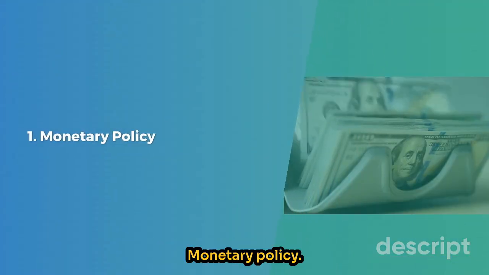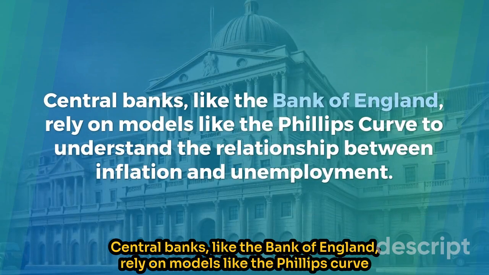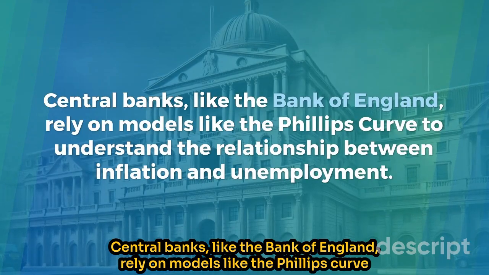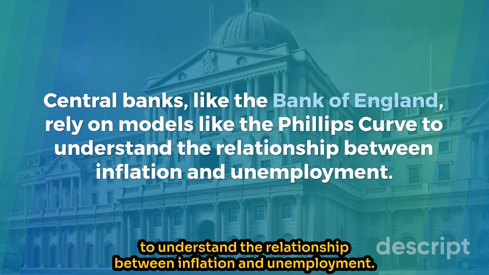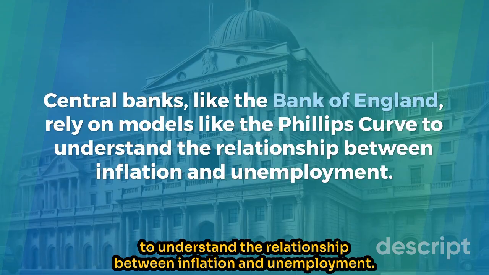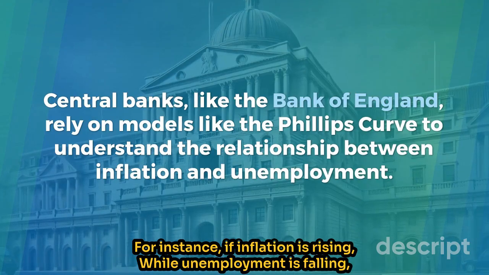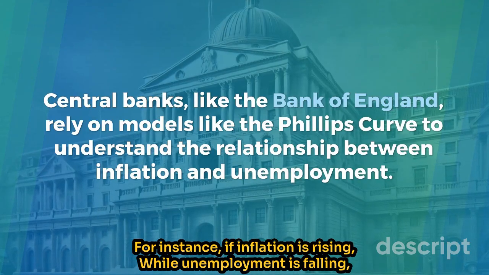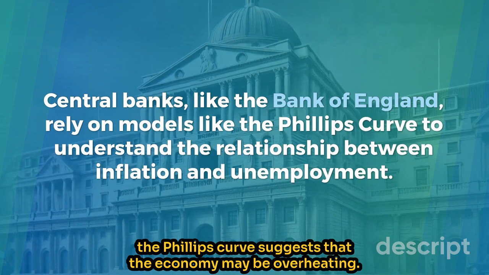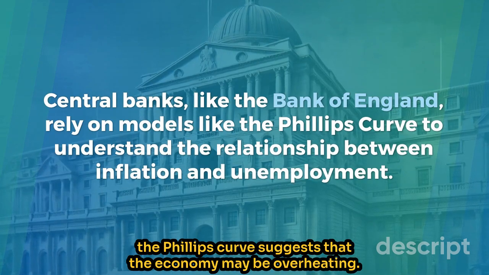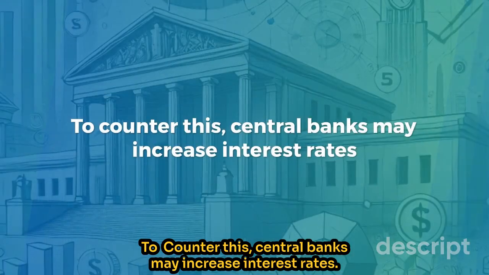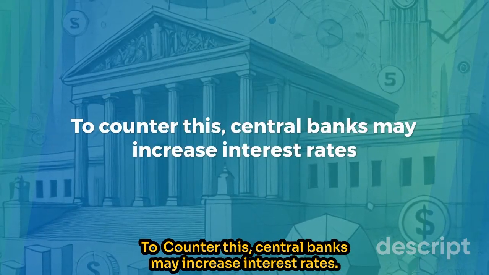1. Monetary policy. Central banks, like the Bank of England, rely on models like the Phillips curve to understand the relationship between inflation and unemployment. For instance, if inflation is rising while unemployment is falling, the Phillips curve suggests that the economy may be overheating. To counter this, central banks may increase interest rates.